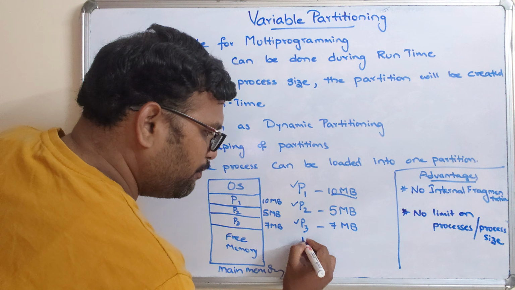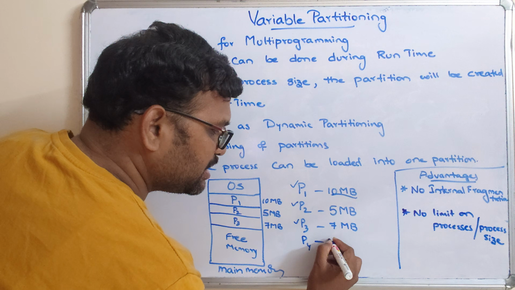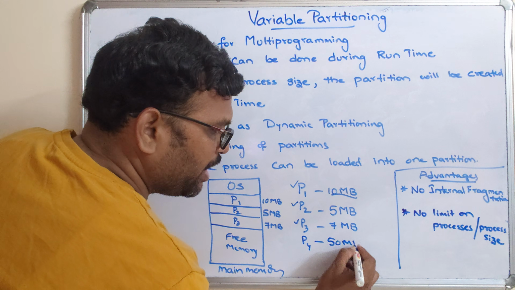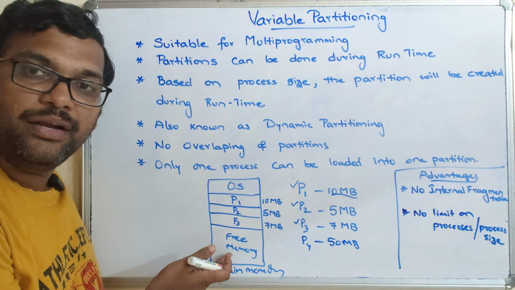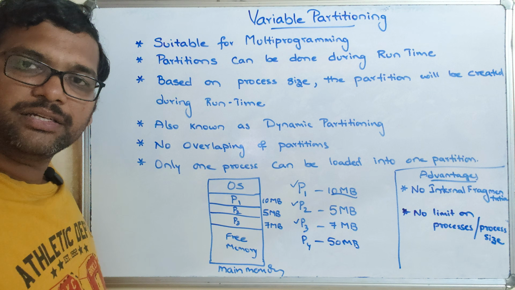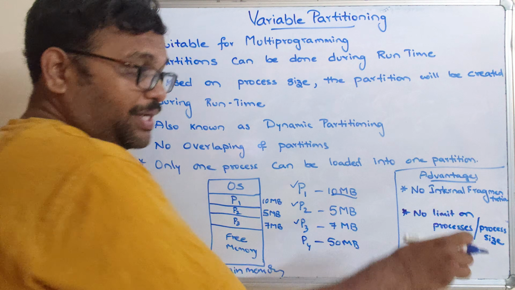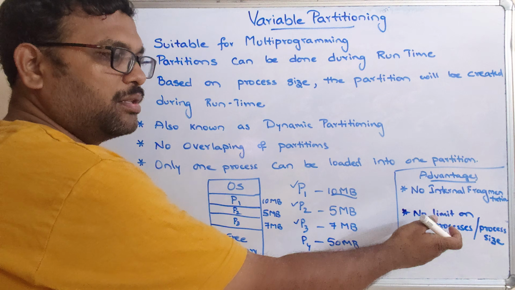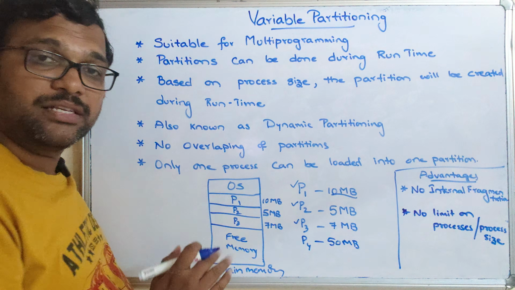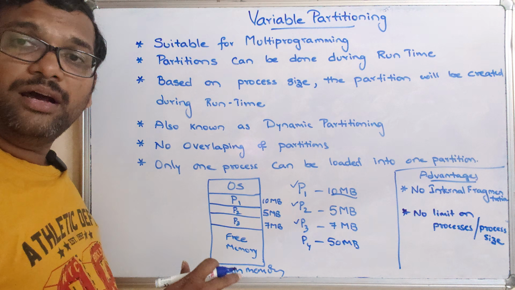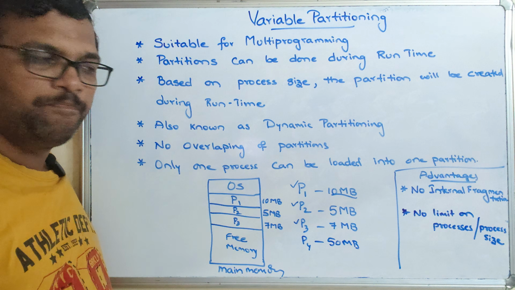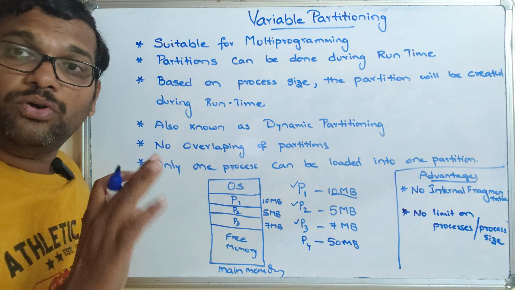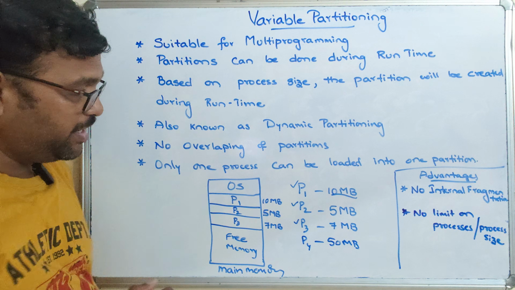So if P4 is 50 MB and there is free memory, automatically 50 MB can be loaded into this particular partition. So there is no limit on the process size. Any number of processes can be accommodated in the main memory as long as there is free space. So these two are the advantages: no internal fragmentation.